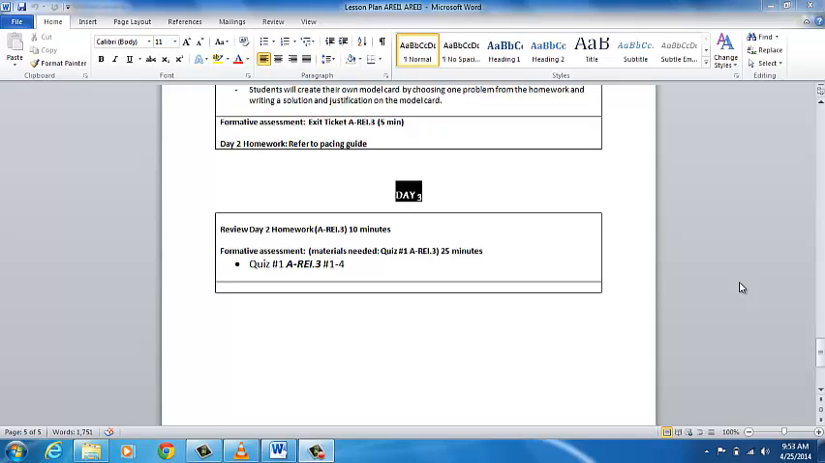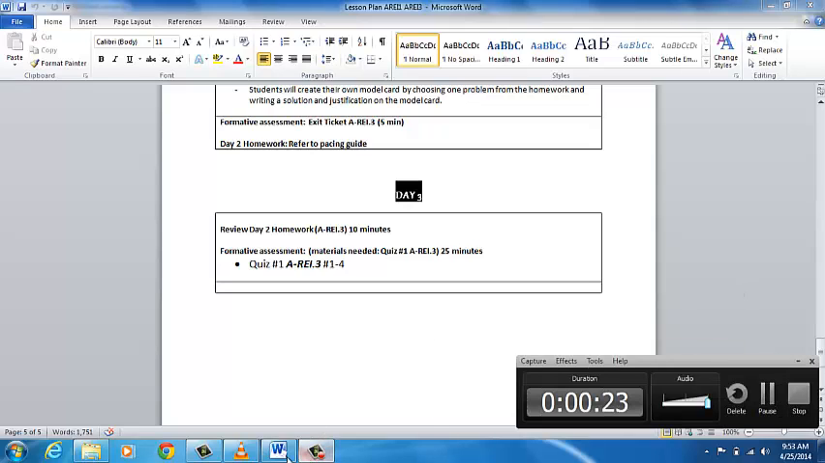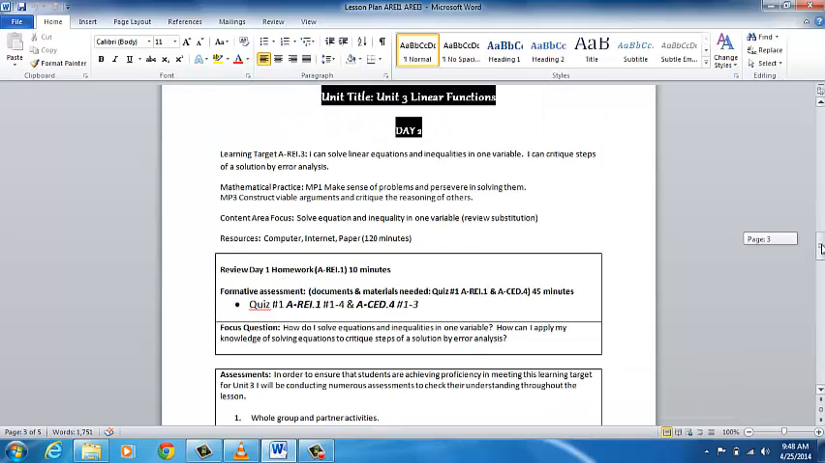At the beginning of class, for 10 minutes, we will review the previous day's homework, and then there will be a formative assessment. Learning target A.REI Point 3: I can solve linear equations and inequalities in one variable. Point 3: I can critique steps of a solution by error analysis. This will cover Common Core mathematical practices 1, 3, and 4. Our content area focus is solving equations and inequalities in one variable and reviewing substitution.